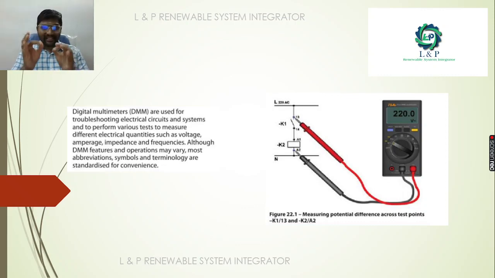This is a simple example of how to measure a potential difference, that is voltage, across two terminals, K1 and K2. This is how we need to connect. If you are measuring the AC voltage, you need to keep it in VAC. Then you need to connect your positive and negative probes properly, and keep them on those terminals so that you can check the exact voltage that you are getting.